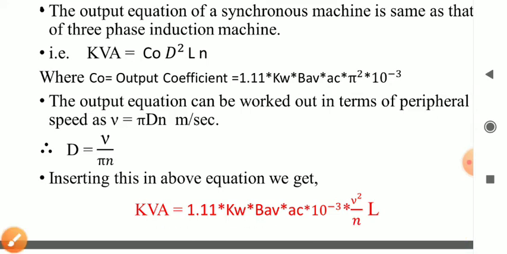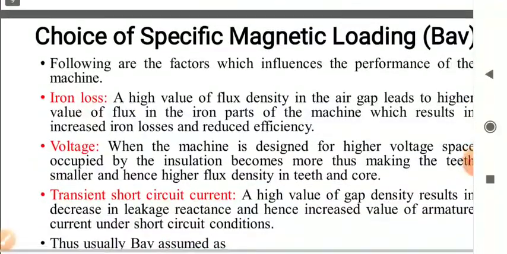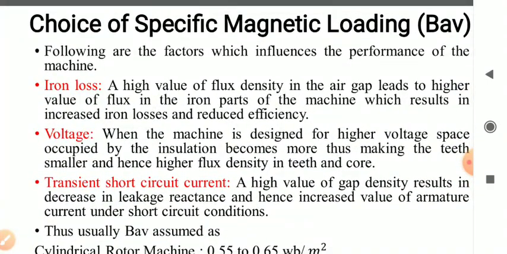Now let me discuss the choice of specific loadings. First we will discuss the choice of specific magnetic loading. Like the induction motor, the kVA or output equation of the synchronous machine is also the same. That's why the size and the cost of the synchronous machine also depend on the specific loadings. And if we increase the specific magnetic loading and specific electric loading, then the size and cost of the machine are reduced because these terms are inversely proportional to each other.